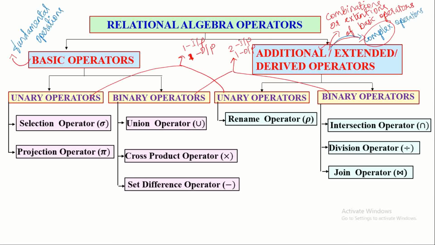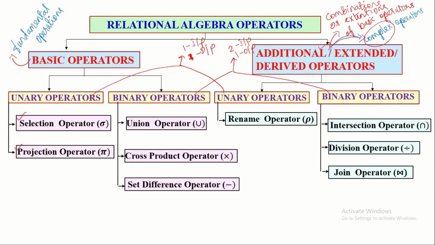Let us now discuss which operators are available under the unary operators of basic operators. Here selection and projection operators are available under unary operators because they take only one input table. Coming to the binary operators of basic operators, union, cross product, and set difference operators are classified under this because they take two input tables and produce one output table.